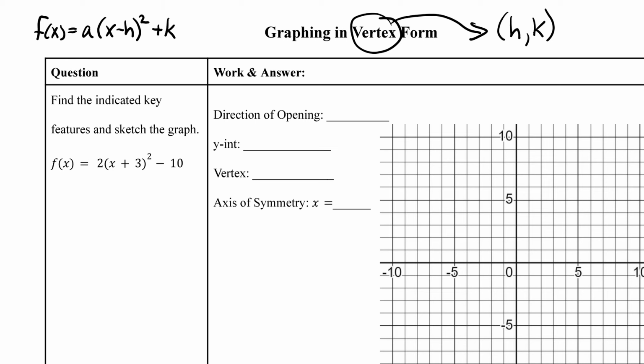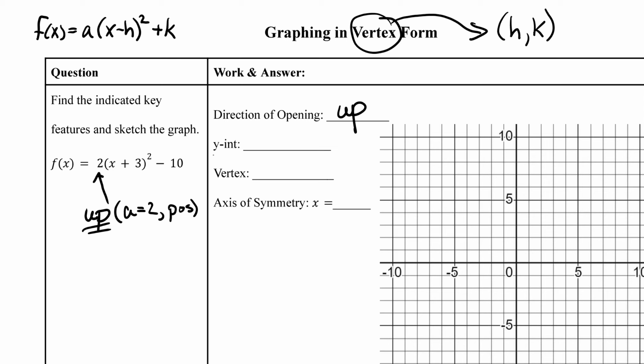Also a, just as we have seen in standard form and factored form equations, if a is positive, it opens up, and if a is negative, it opens down. So let's take a quick look at this. The direction of opening: in this case, we know this opens up because a is equal to 2, and that is positive. So direction of opening, up.